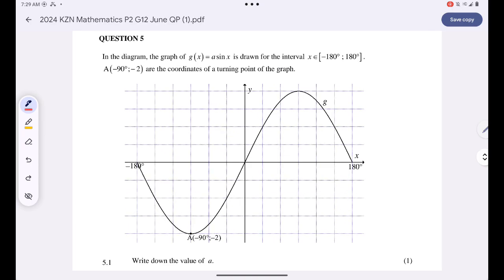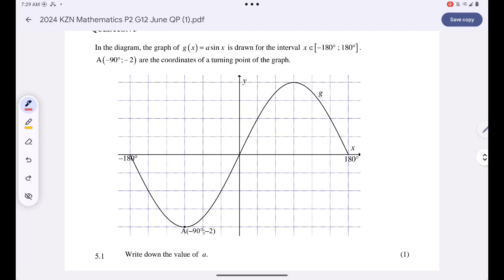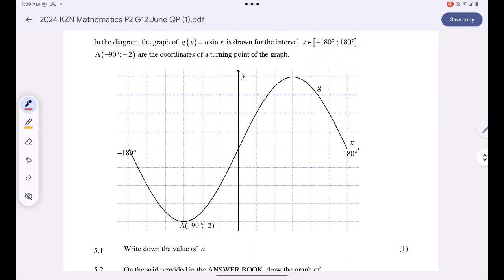Okay, in the diagram, the graph of g is drawn in the interval where x is between negative 180 degrees and positive 180 degrees. And then we are given the coordinates of our local minimum value. We are told that those coordinates are negative 90 and negative 2.